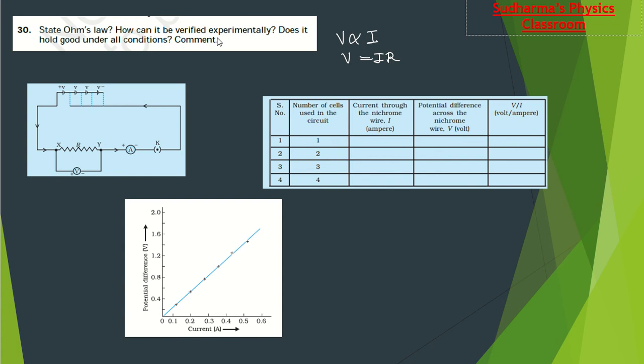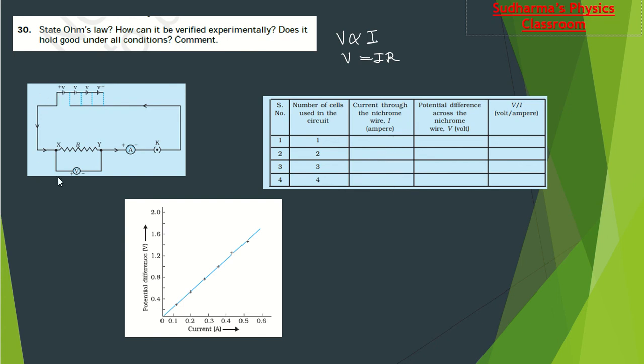How can it be experimentally verified, right? So you have to draw the Ohm's law circuit diagram. You have to strictly follow the NCERT textbook diagram. There is no other choice for that. You have to learn the same diagram, and since it's a question on experimental verification, we are supposed to explain how we calculate and how we tabulate the values.